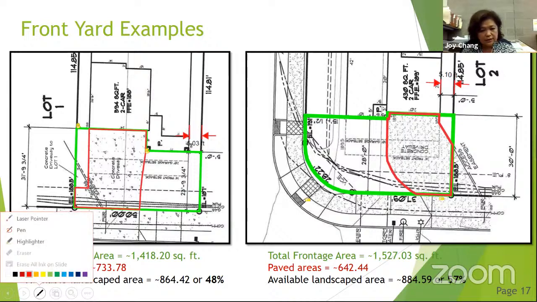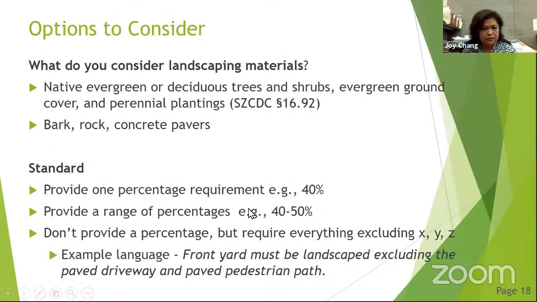So one of the things, this slide is, what should we consider in regards to landscape material? The way that the code is written right now is native evergreen, deciduous trees, shrubs, evergreen ground cover, and perennial plantings. But it's silent on bark, rock, or concrete pavers. So that's one thing: what do we consider landscaping?